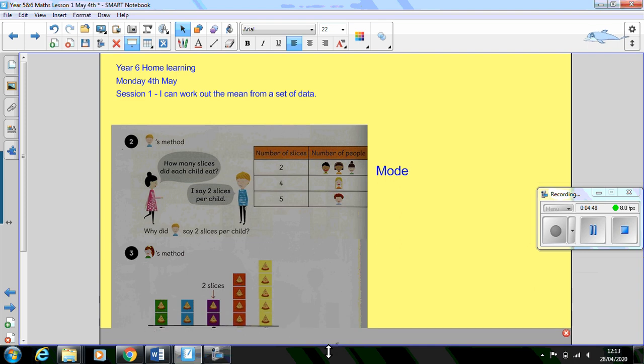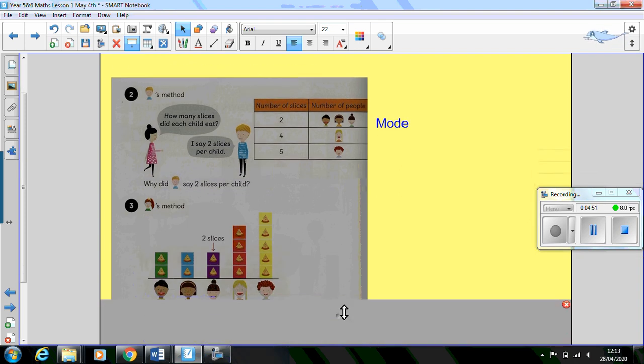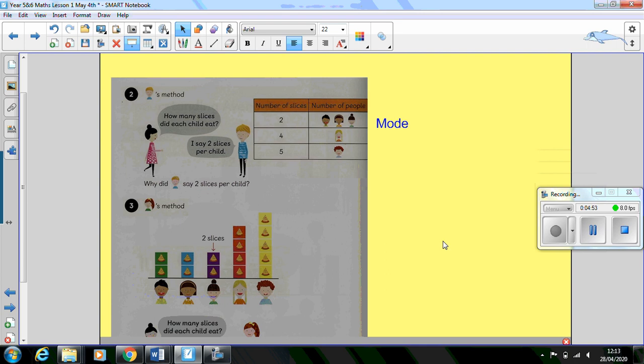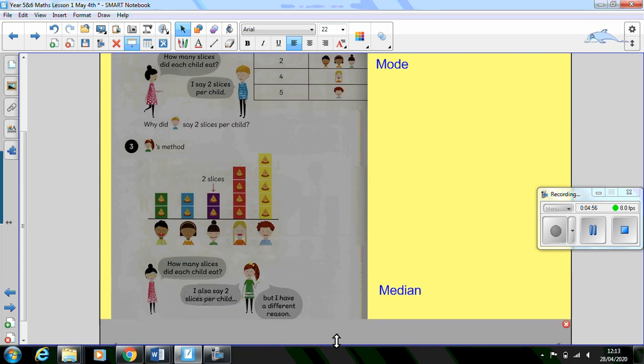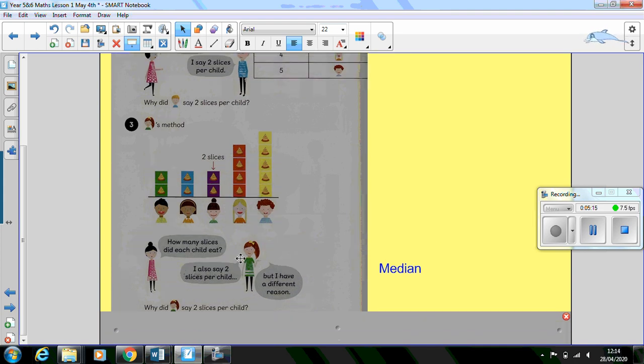The last one then is the method here by Holly. Now Holly has done something different. She's decided to put the children in order of the number of pizza slices they've eaten. So we've got the young man here with 2 pizza slices, and we've got the young man here with 5 pizza slices, and the other children ordered in terms of the number of pizza slices they've eaten. Then what Holly's done is she has said, well, the average is going to be the middle person here. That this person is going to be the number that we're going to take of the average pizza slices eaten. And this is called the median.